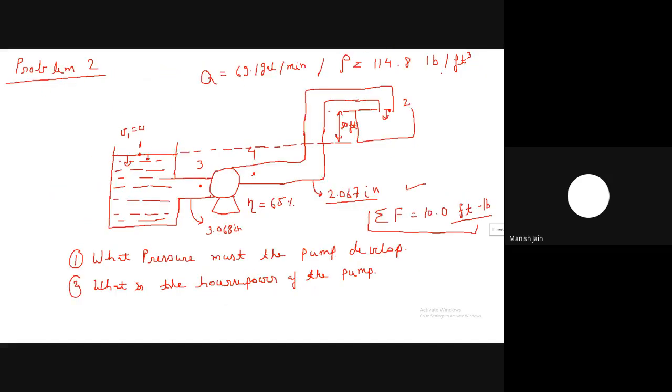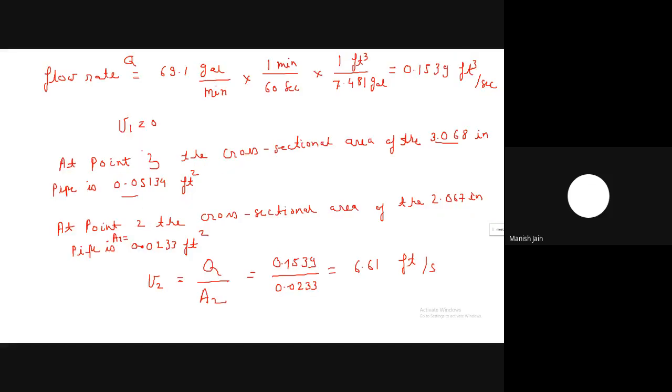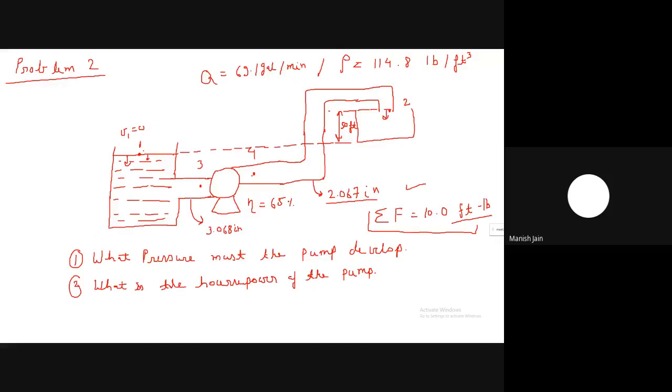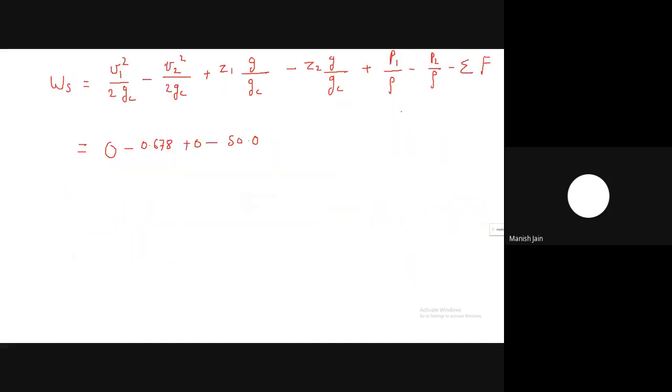Now P1 minus P2. At this point the pressure is atmospheric pressure, so this value is 0. P1 minus P2 should be equal to 0, because this point is open to the atmosphere, and the second point is also open to the atmosphere. Because 50 foot is not a very large elevation, the atmospheric pressure will be equal at both points. So P1 and P2 are equal, equal to 1 atm atmospheric pressure. So P1 minus P2 equals 0, so this is plus 0 minus 0.